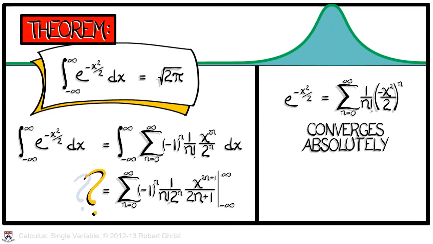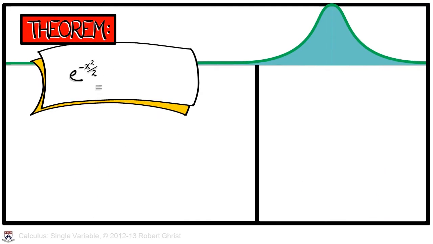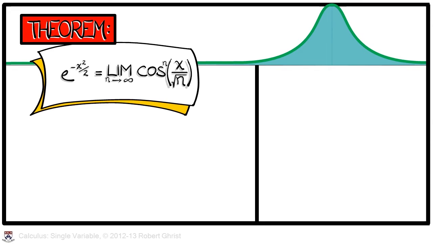That's great. But we have to evaluate that integral from negative infinity to positive infinity. That seems nonsensical. And in fact, that's not going to work. We have failed. Doing things term by term is not going to help for this improper integral. Here's a different strategy. Let's show that e to the minus x squared over 2 equals the limit as n goes to infinity of cosine raised to the nth power of x over square root of n.